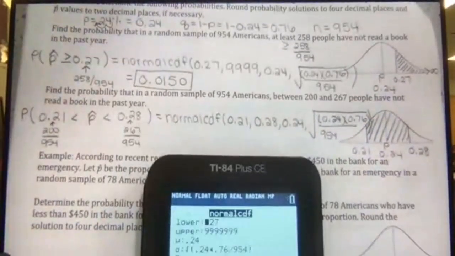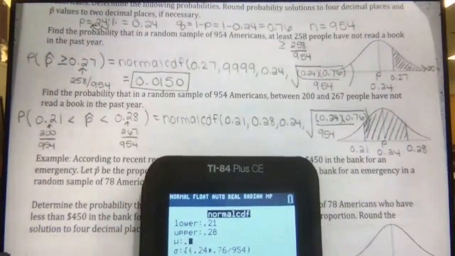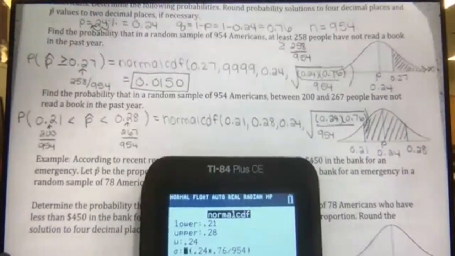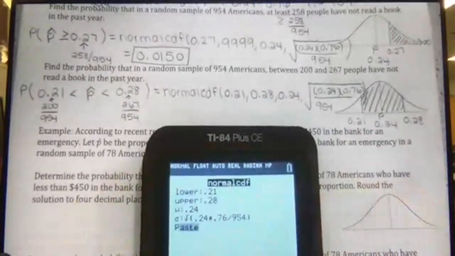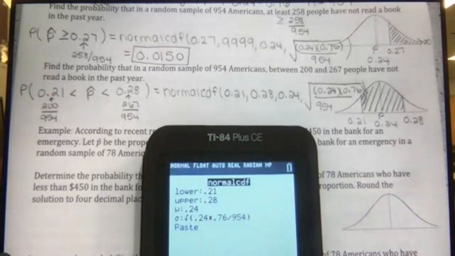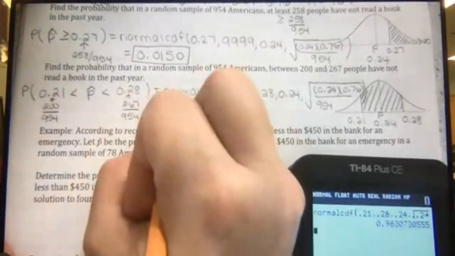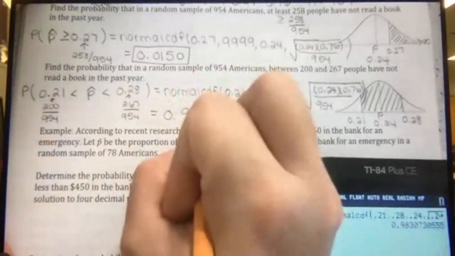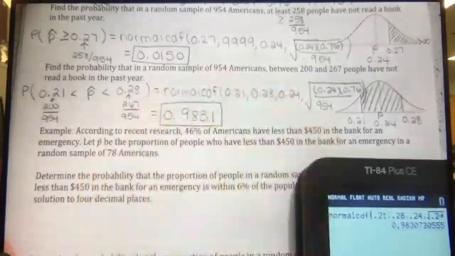Second var, normal CDF, 0.21 is our lower, 0.28 is our upper. Our p-value is our mean, which is 0.24, and then the standard deviation, the square root of 0.24 times 0.76 divided by 954. Pressing paste will put it exactly like we see it on our paper. Pressing enter will give us our answer. Done. 0.98307, which will round up to 0.9831.